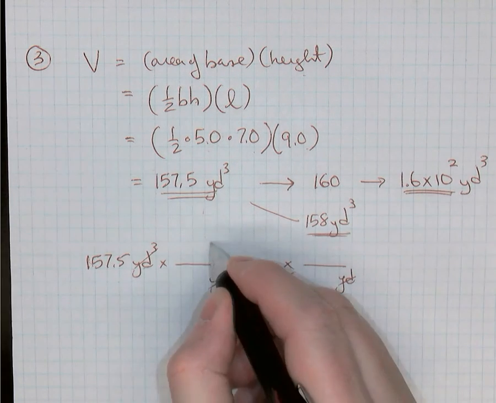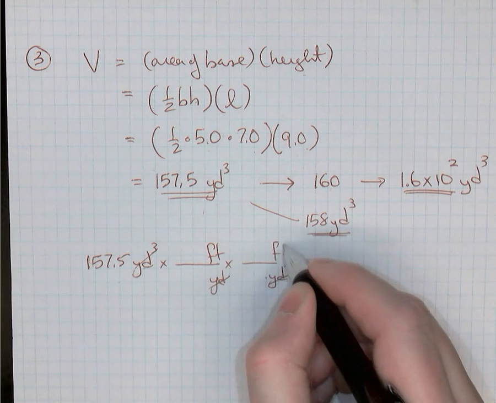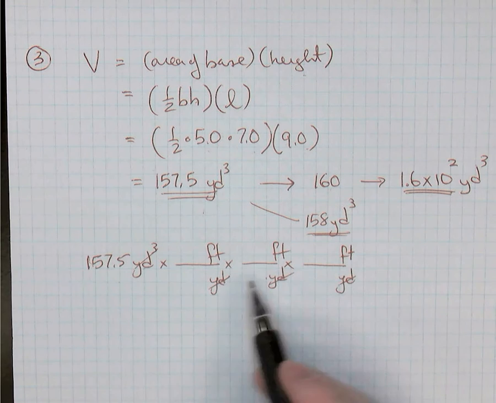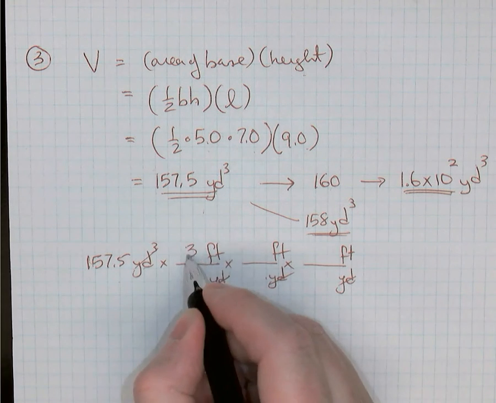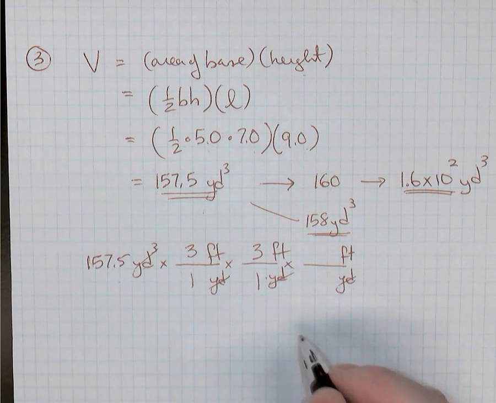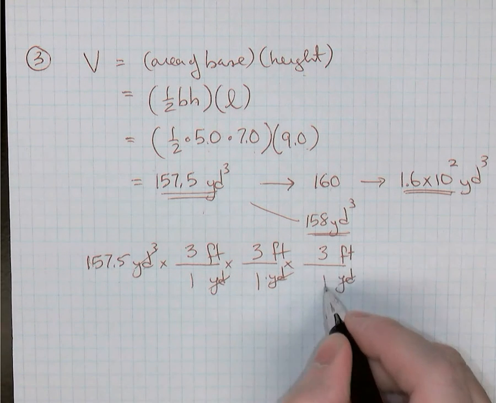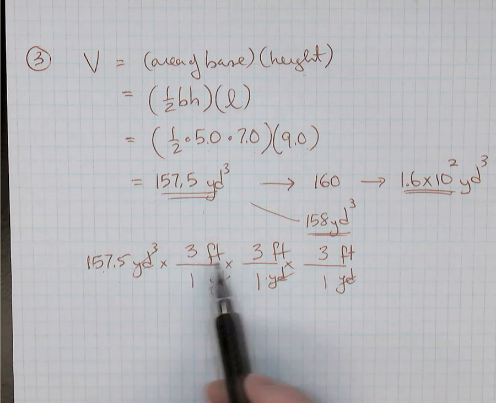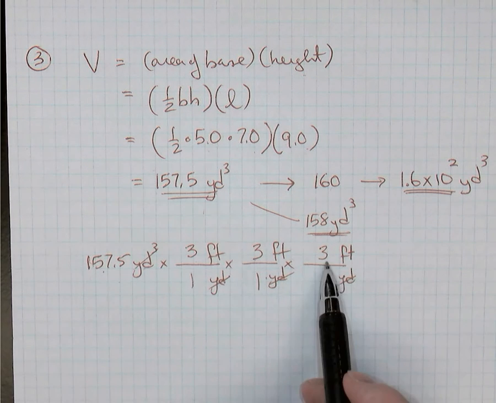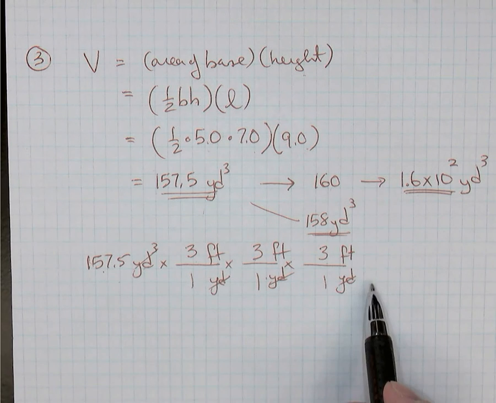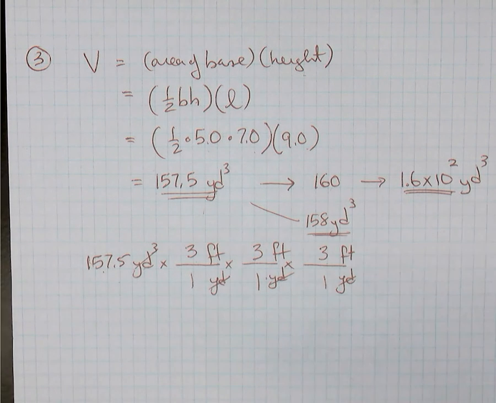So I can convert those yards into feet. And if I do that 3 times, I'm going to now have cubic feet. So 3 feet are in 1 yard. So if I take my original volume, multiply by 3, again by 3, and again by 3, I'll have converted to cubic feet. But the question wanted cubic meters.